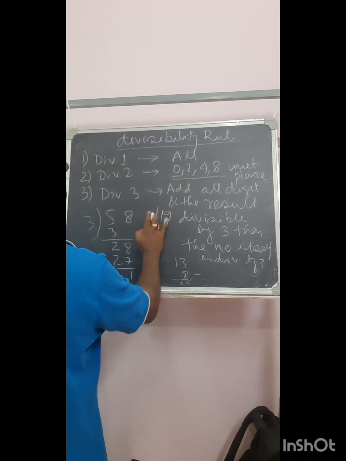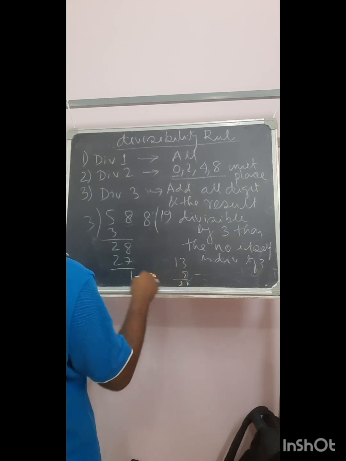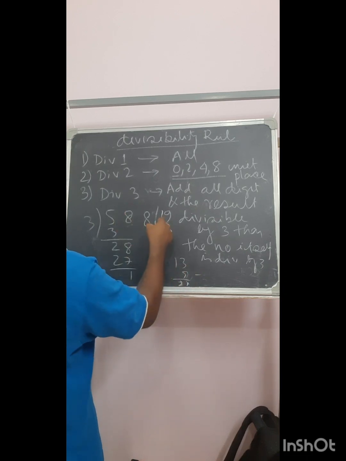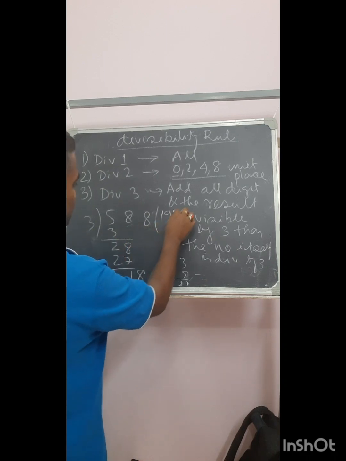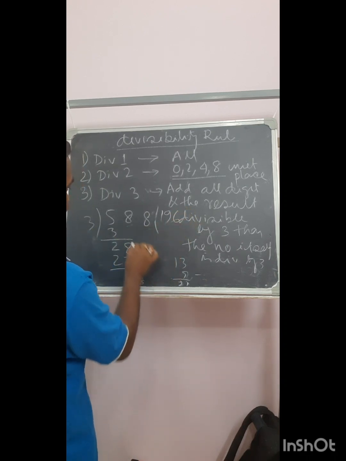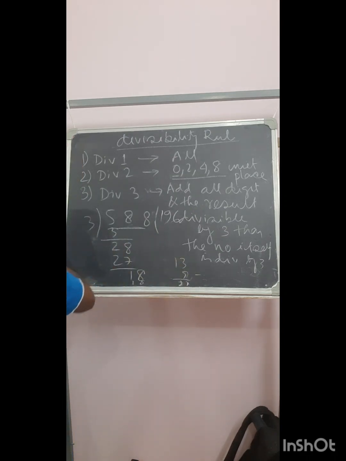Whereas if I take 8 instead of 9, it will give 21. So 21 is divisible by 3. Now I will check 588. Dividing by 3 gives 196. So it is divisible. So 588 is divisible by 3 with the same concept.